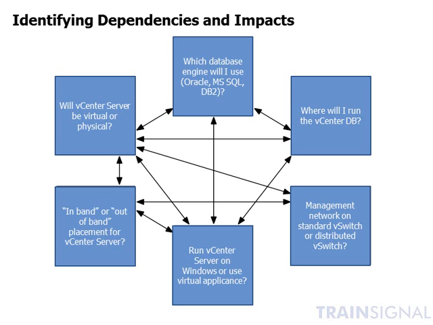But it looks at questions like, will vCenter Server be virtual or physical? And then based on the answer to that question, you can see that it affects things like which database engine it's going to use, where the database is going to run, how the management network is going to be accomplished. Will it run on Windows or in the Linux-based virtual appliance? Is it going to run in-band or out-of-band? In short, that one question affects every other question in the management design.